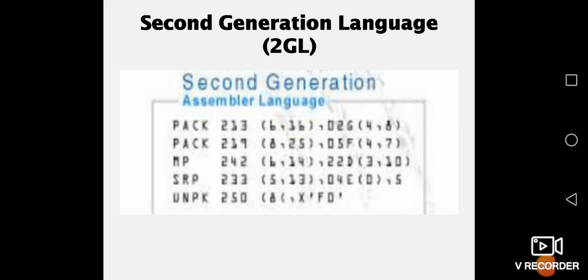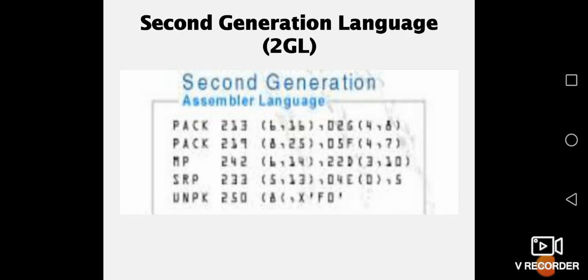You can see here is a second generation assembly language. First, it is given PACK. PACK is a word that is used to convert a character to decimal. Decimal means number. It converts a character into a number. That is a keyword that is used over there. Then MP represents a memory location where those first two lines of data have to be stored.